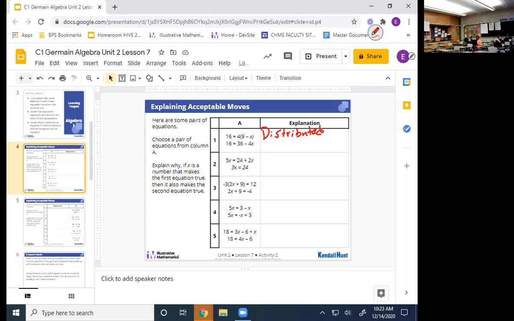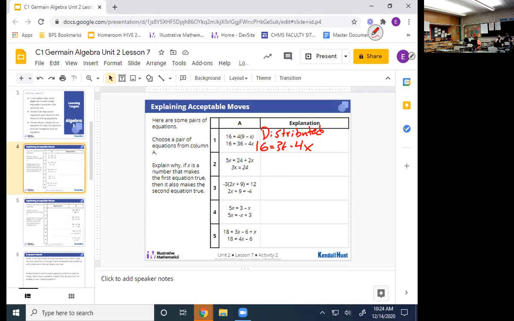Good. So we said that we distributed, and we could rewrite that first equation as 16 is equal to 36 minus 4x. I just got a plus on it. Minus, sorry guys. Minus 4x. Good. Does that move maintain equity? Yes, because we're not doing anything to the left side, we're just simplifying on the right side. So that's maintaining equity because we're just doing an operation that it tells us to do. It's sort of like when we combine like terms.